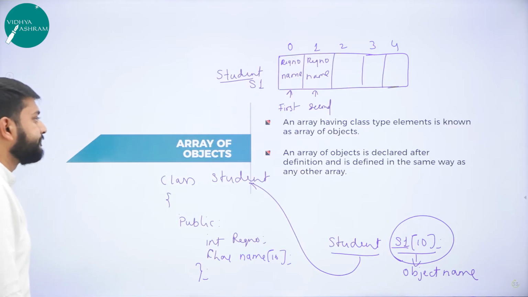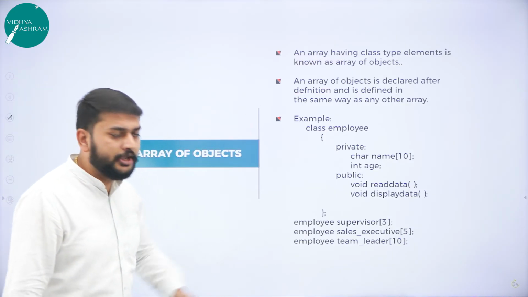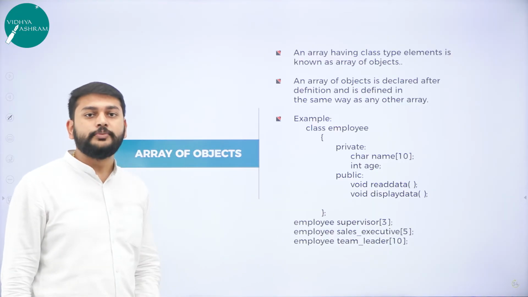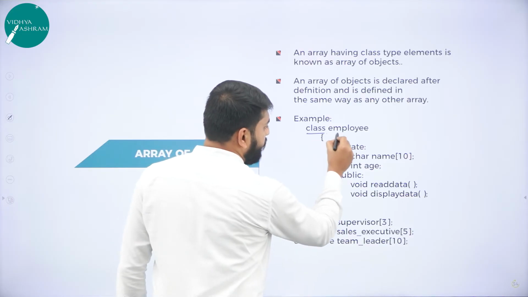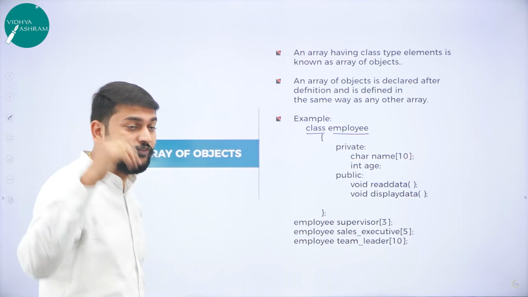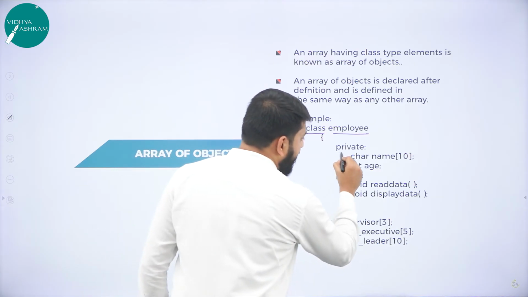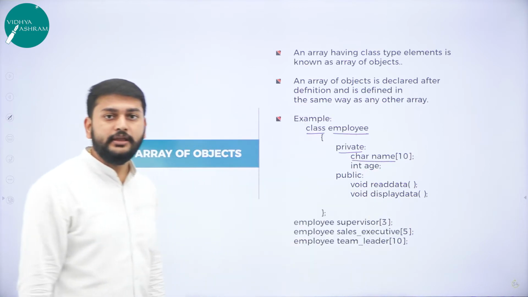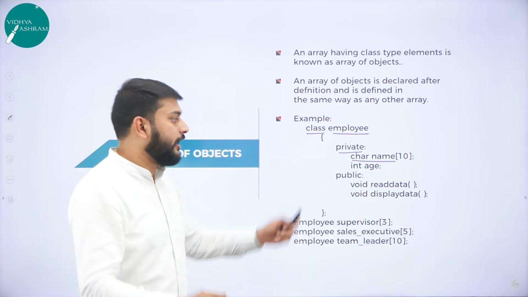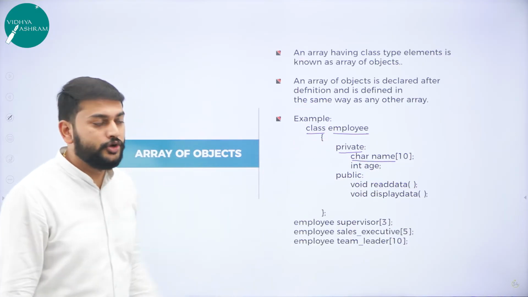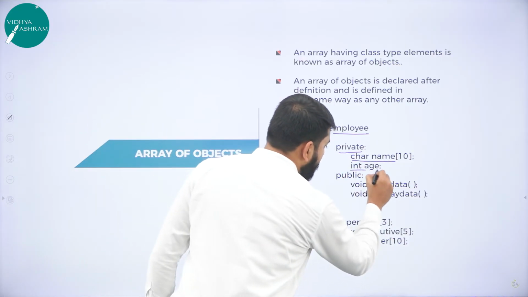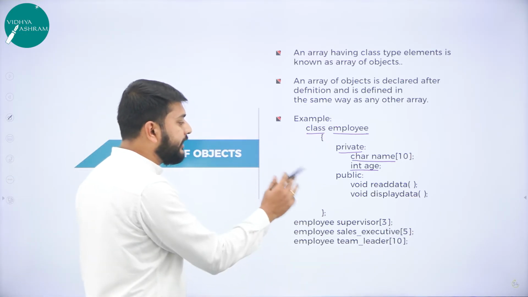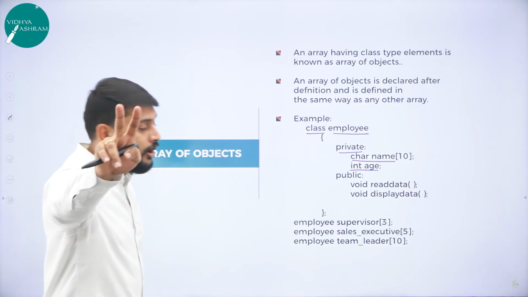Moving on to the next one. You can take a look at a program which is creating 3 different arrays of objects. So what is this? This is the class keyword. Employee is the name of the class. Inside this class, I have the access specifier, that is private. Inside that, my dear students, remember I'm taking name, an array of type character. After that, I have taken the variable int age. Then I have declared 2 functions, that is void readData and void displayData.